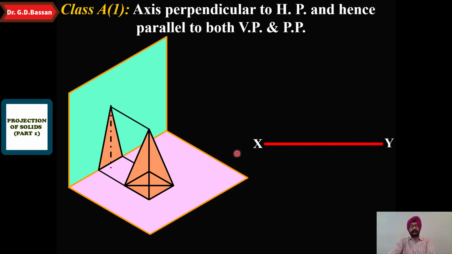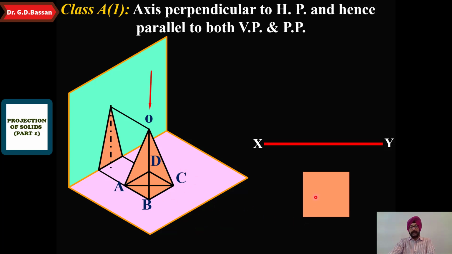Here is your XY line, and if you see from the top, O is here, that is the vertex end. Whenever an axis is perpendicular to HP, we see the shape of the object in the top view only. So in this case, when the axis is perpendicular to HP, we have to draw the top view first. What is the shape of the top view? It obviously is a square, that is ABCD, the base of the particular square pyramid.